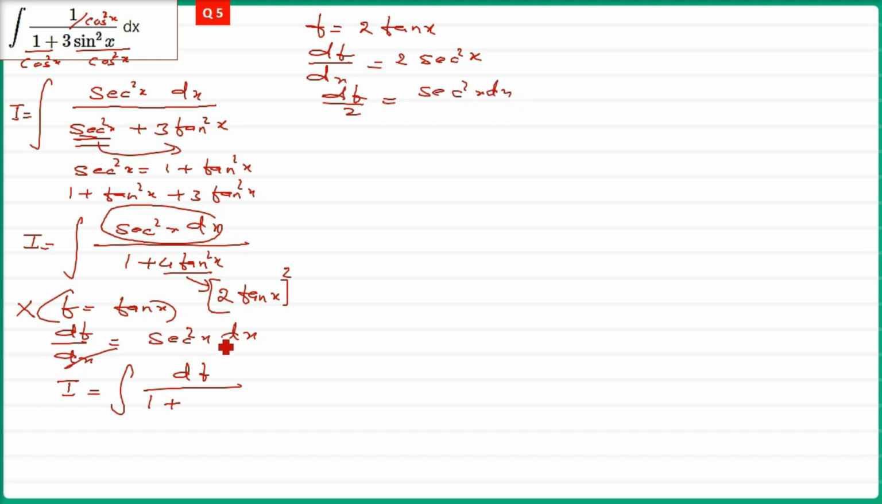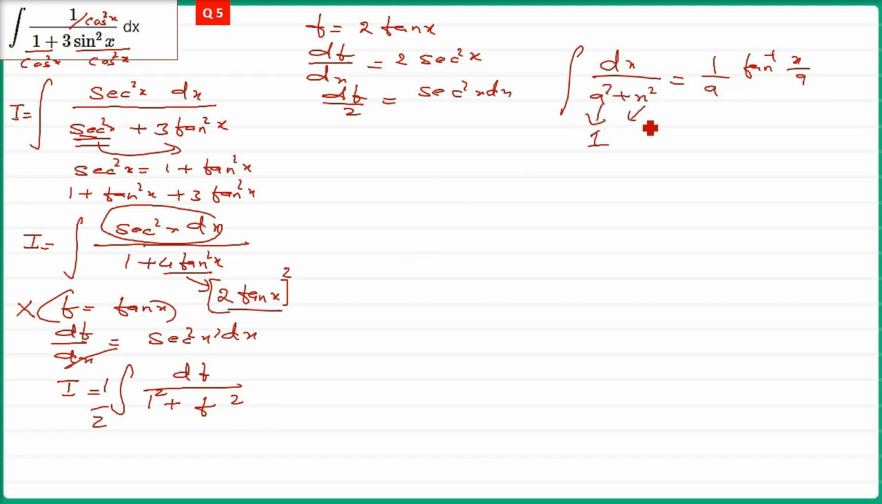So now you see the difference. When we take t equals tan x, what will happen? When we take t equals 2 tan x, what will happen? Now this 1 by 2 comes in front of the integration, because dt by 2. And now 2 tan x can be directly taken as t. So 1 plus t square, this is 1 square plus t square. Integration of dx by a square plus x square has a direct result. What is the direct result? 1 by a tan inverse x by a. Now in this case, a will be 1. The x will be t, which eventually will be 2 tan x.